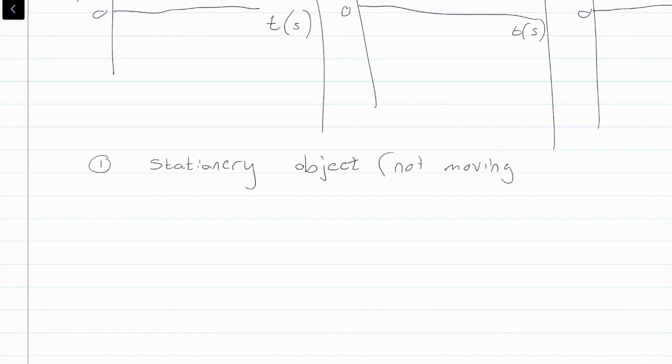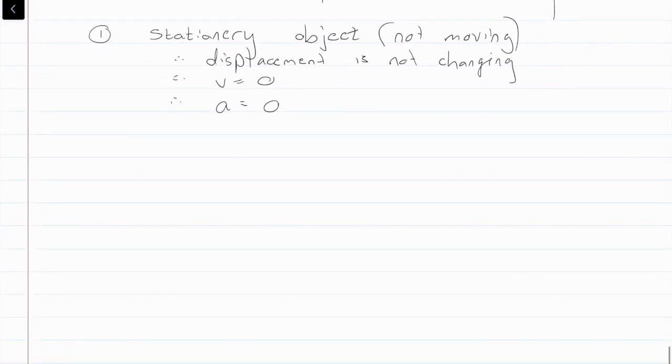If it's not moving, then the displacement is not changing. If it's not moving, the velocity is equal to 0. If you're not moving, then you can't have a velocity. And then lastly, similarly, the acceleration is equal to 0. So what do these graphs look like?